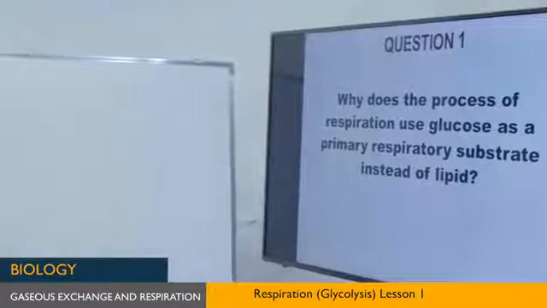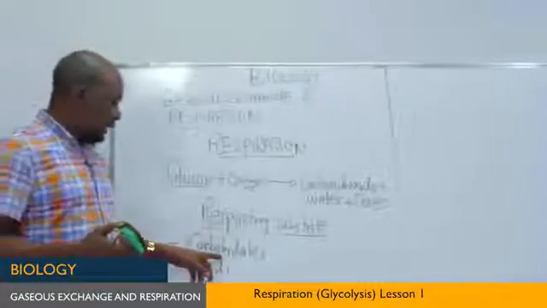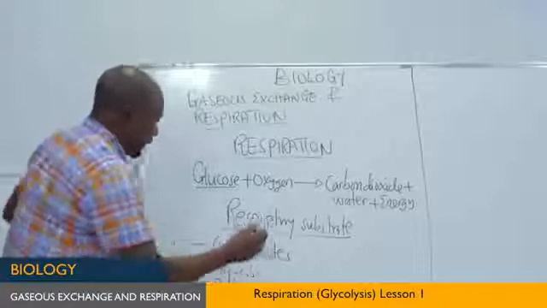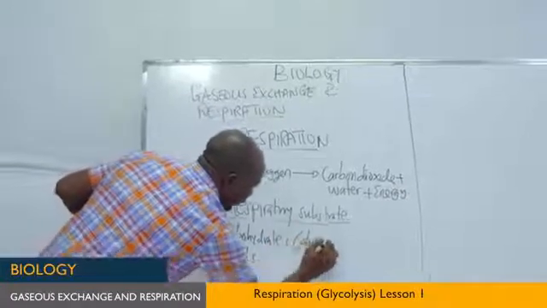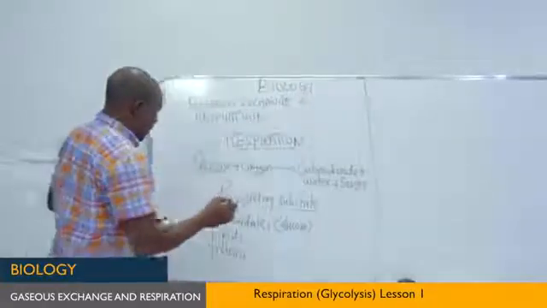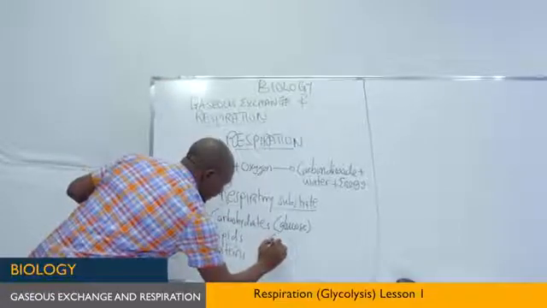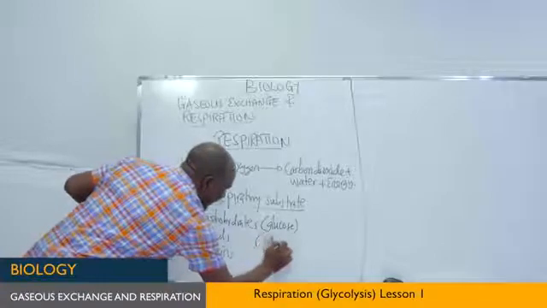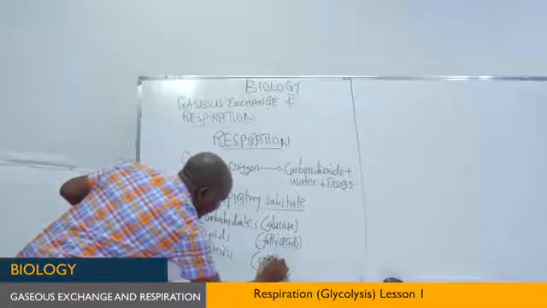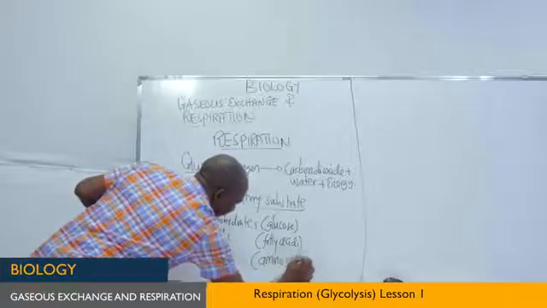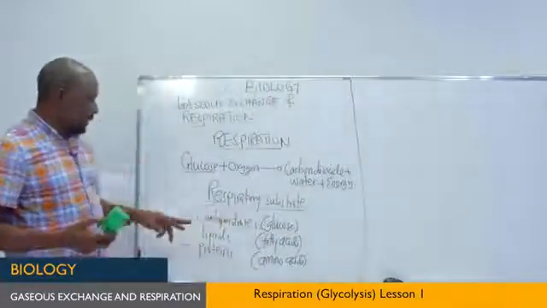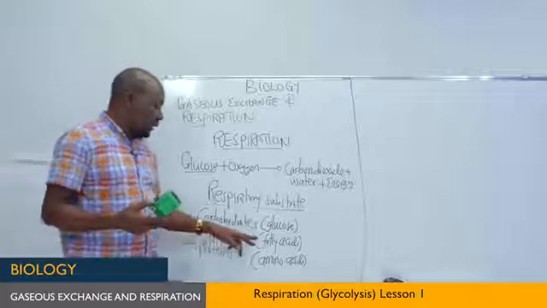Dear student, I have introduced to you that we have only 3 respiratory substrates. But carbohydrate in the form of glucose is respired first in preference to the others. It is followed by the lipid in the form of fatty acids and the protein in the form of amino acids. So to answer this question, why glucose is used as a primary respiratory substrate instead of the lipid in the form of fatty acids?